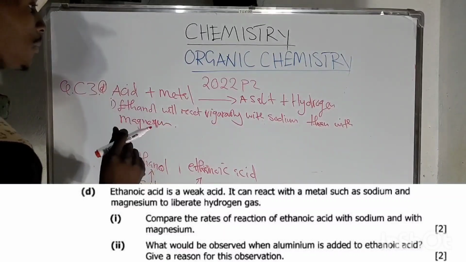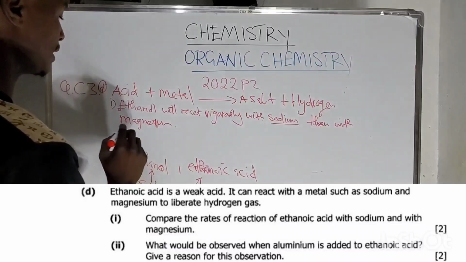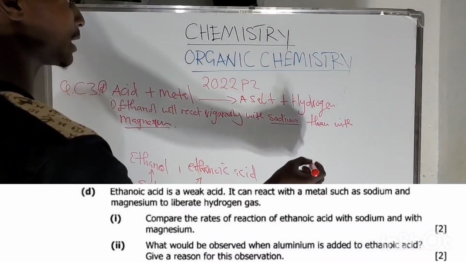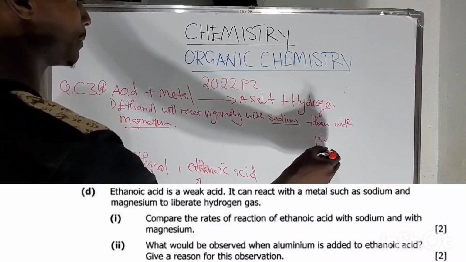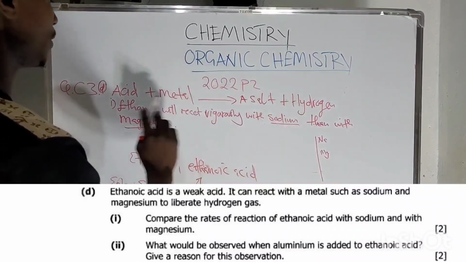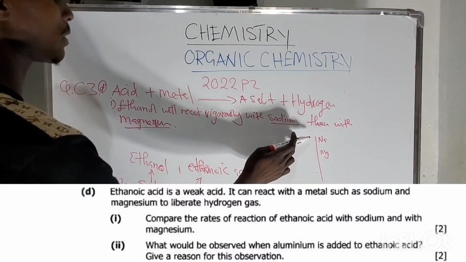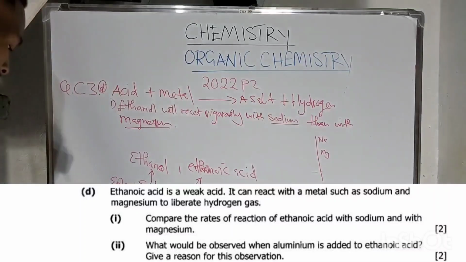The reason is very simple. Sodium is more reactive than magnesium. If you place them in the reactivity series of metals, sodium is above magnesium. So the reaction of this acid with sodium will be more vigorous than with magnesium.